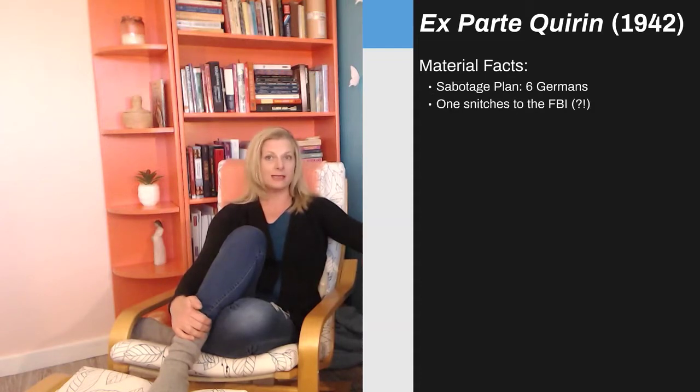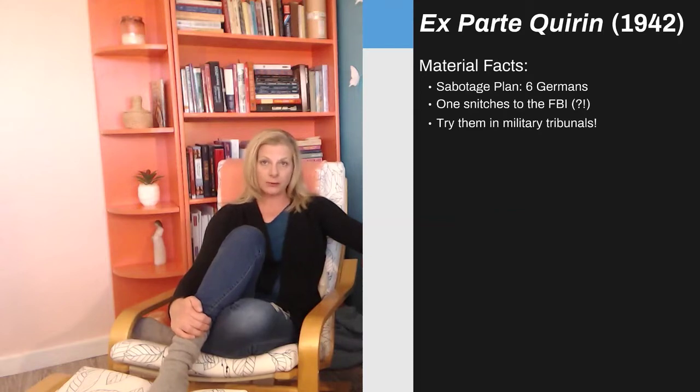One of them ends up, I guess, getting cold feet and snitches to the FBI, which I find fairly interesting, because maybe he thought the plan was so bad that it would be better to be tried in American courts as opposed to carry out the plan. I'm not sure what would lead somebody to do that, but in any event, the plot was found out, and it was stopped, and the people were arrested, and they were tried in military tribunals.